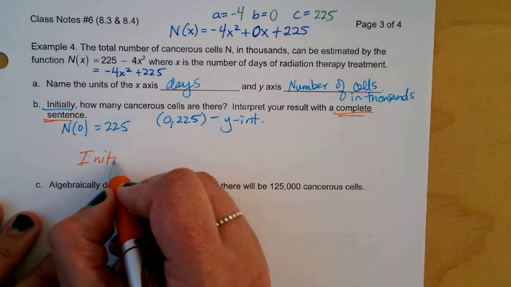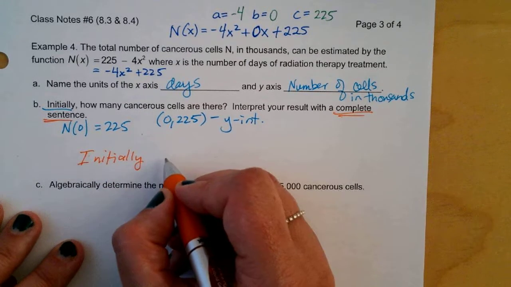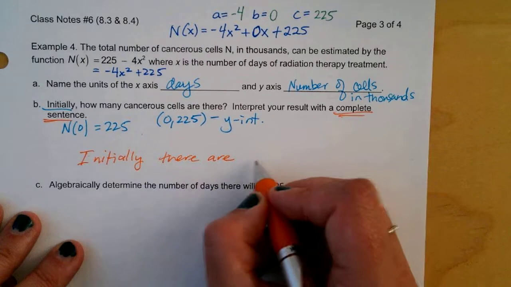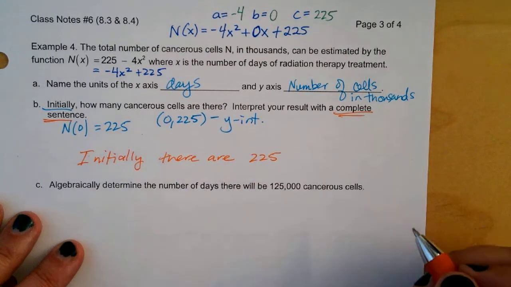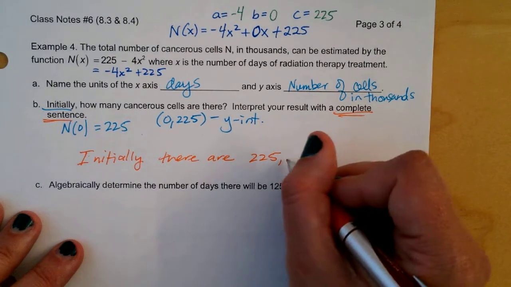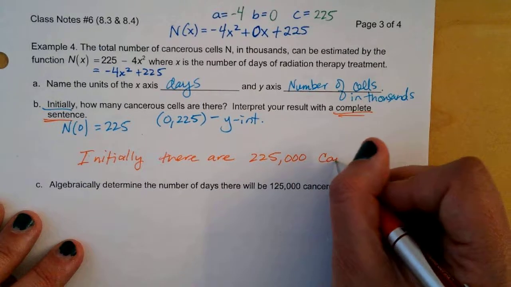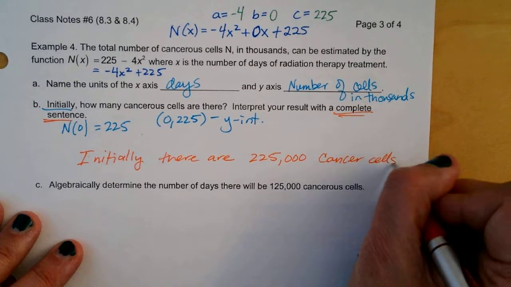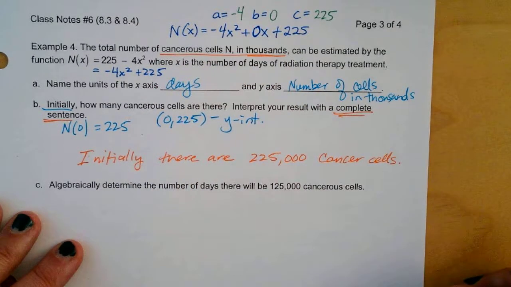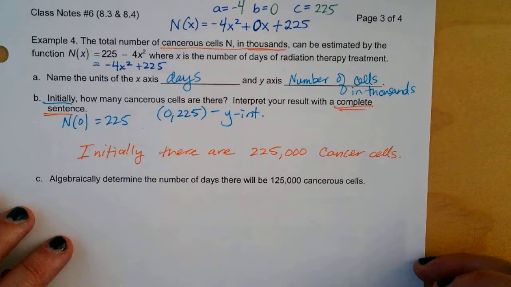Okay, I'm writing initially, the same thing, 0 days. Initially, there are 225. Are there only 225 cancer cells? Oh, 225,000 cancer cells. Okay, and that's where we see that in thousands from the original problem.